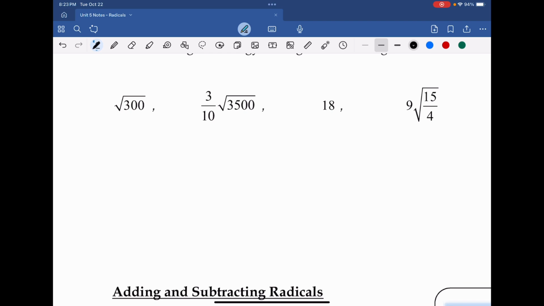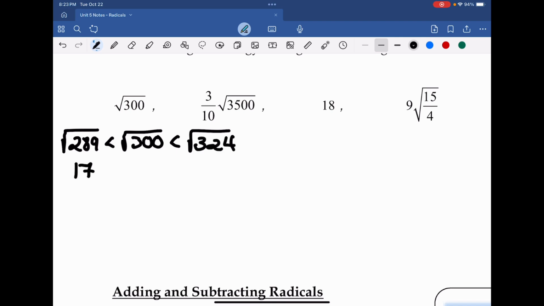So starting off with the first one, if I take a square root of 300, a perfect square less than 300 is 289, which is less than the square root of 300, which is less than the square root of 324. Now, the square root of 289 is 17, which is less than the square root of 300, which we're trying to figure out, which is less than the square root of 324, which is 18.